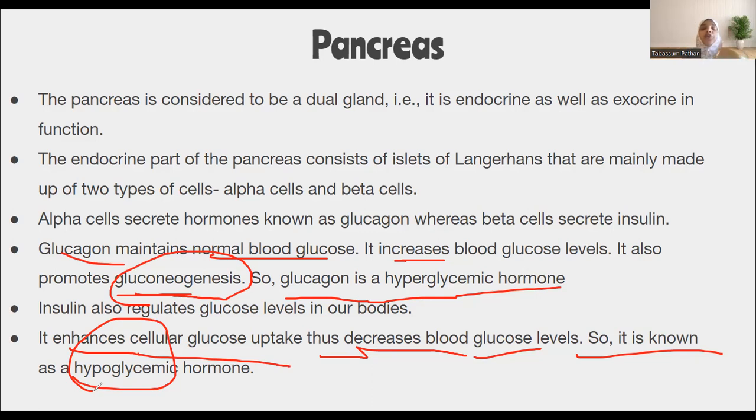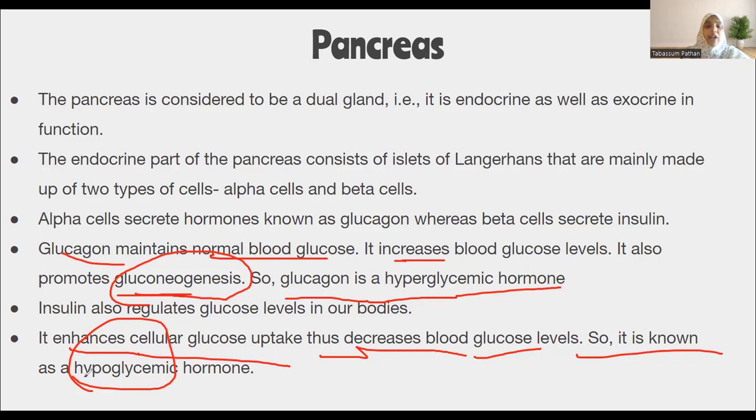Glucagon will go to the liver, it will cause gluconeogenesis, that is breakdown of the stored fat material to produce more glucose molecules so that glucose enters the bloodstream and the blood sugar level can be brought back to normal. Whereas if there is too much glucose in the blood, insulin will come into action. Insulin will tell the cells to take up the extra sugar from the blood, thereby decreasing the blood glucose level and bringing back the blood sugar to normal level.